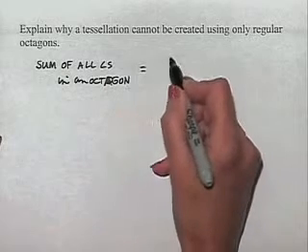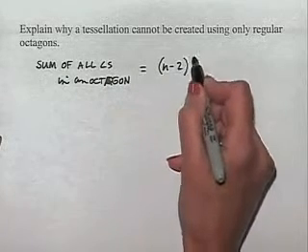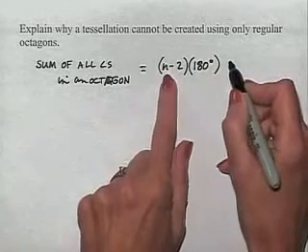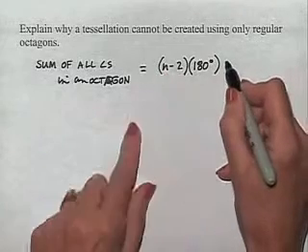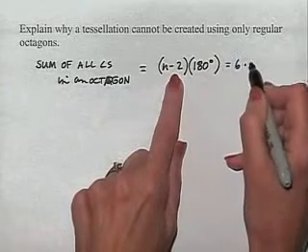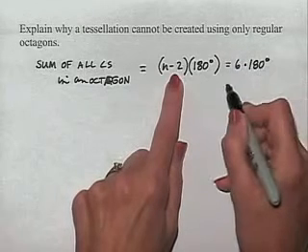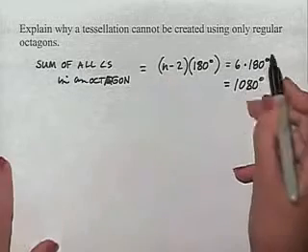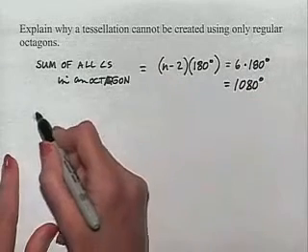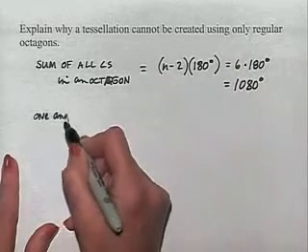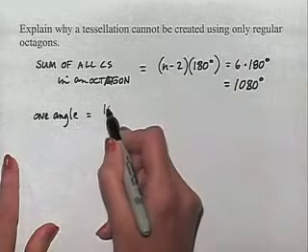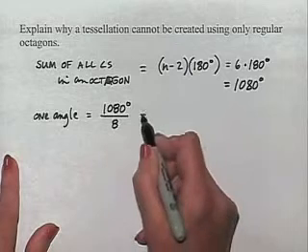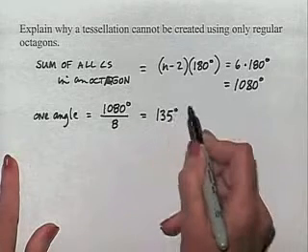Well, we know that that's going to be equal to n minus 2 times 180 degrees. So the n is going to be the number of sides in the octagon, that's 8. So we're going to have 8 minus 2, which is 6. 6 times 180 degrees is going to equal 1,080 degrees. Well, we're talking about a regular octagon. So let's look at one angle in that octagon. That's going to be the sum of all of the angles divided by the number of angles, which is 8, and that gives us 135 degrees.